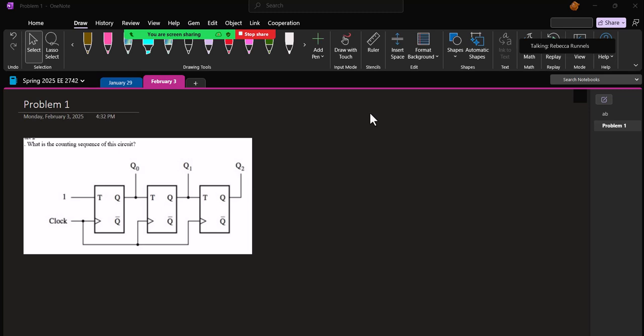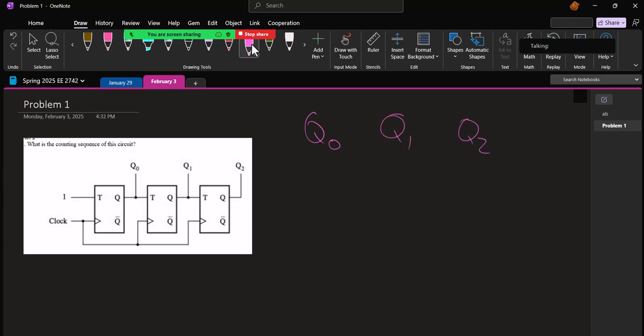So this means, how do the numbers go? How do they rotate? Let's assume that we start with Q0, Q1, and Q2 equal to 0. So they all start at 0.